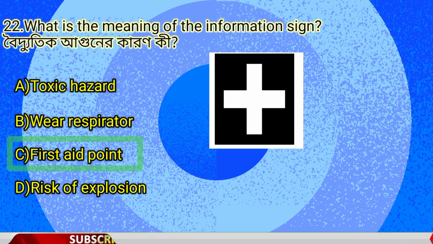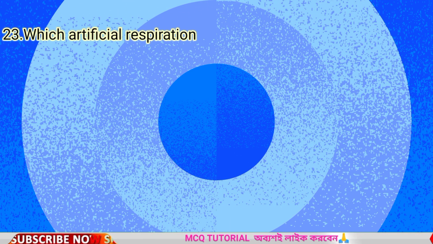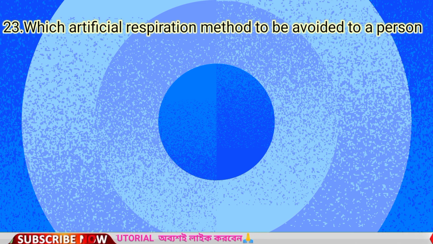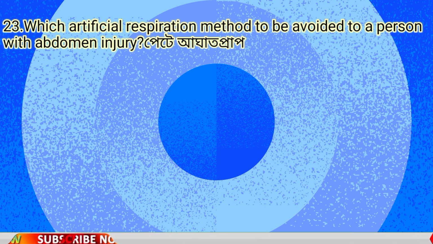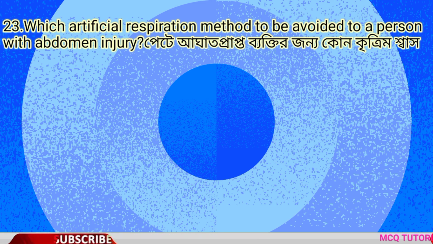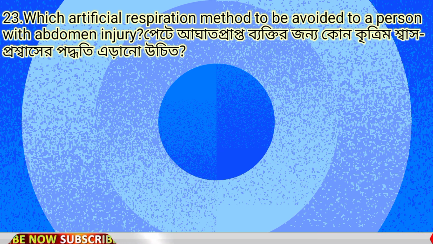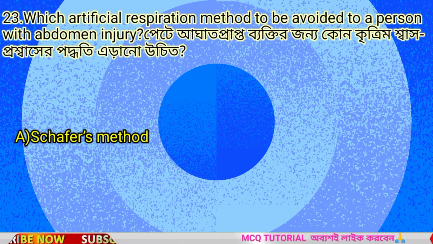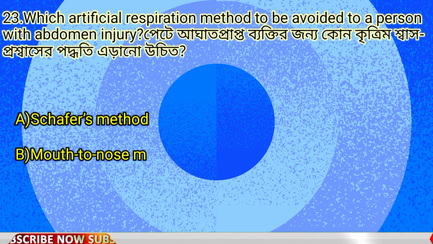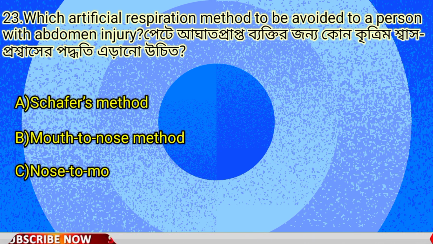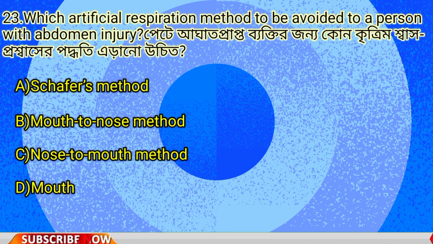The answer will be option C, first aid point. Which artificial respiration method is to be avoided for a person with abdomen injury? Option A, Schaefer's method. Option B, mouth to nose method. Option C, nose to mouth method. Option D, mouth to mouth method.